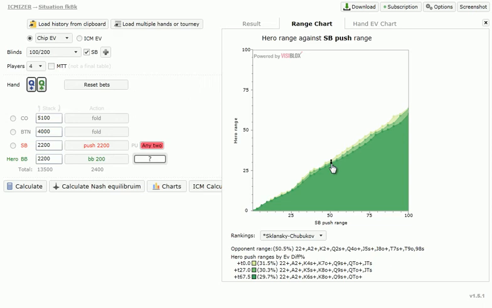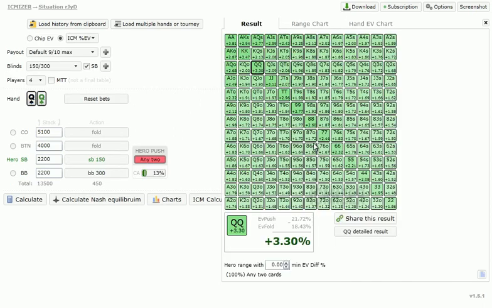And we can see that if he would be pushing 50%, we would be calling with 31% of hands, which is also 2/3 of his pushing range. So this was a range chart for a spot where hero is facing a shove. Now let's look at the range chart for a spot where hero is pushing himself.